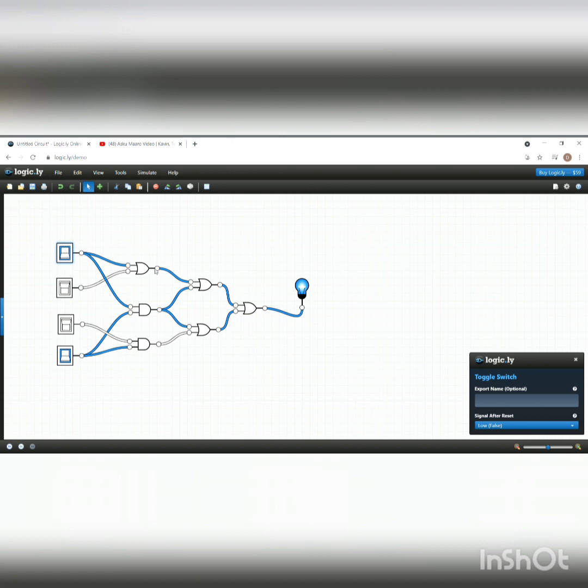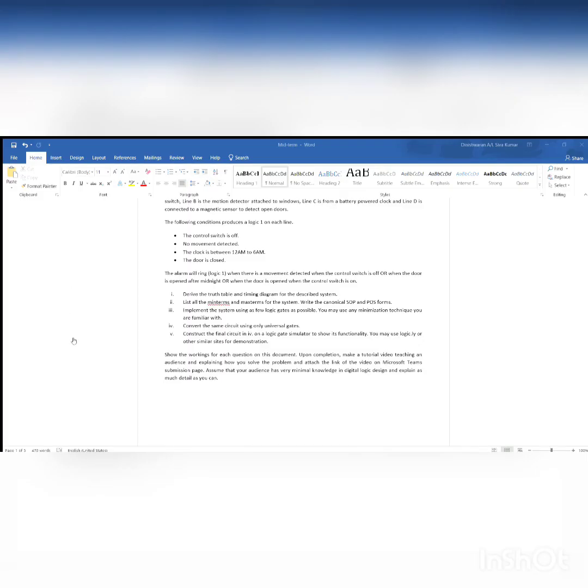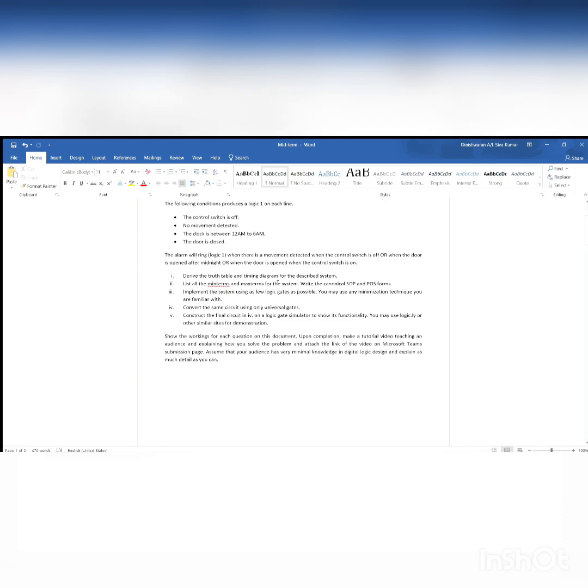I used an OR gate. This is an OR gate with two inputs, and this is an AND gate with two inputs. I just built a simple logic gate system circuit. The gate that I built satisfies the conditions that I was given in my midterm project: derive the truth table and the timing diagram for the described system.